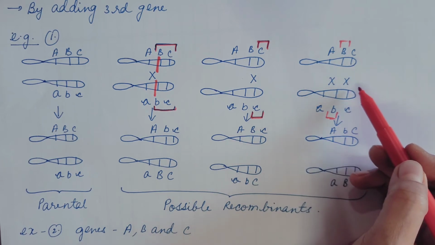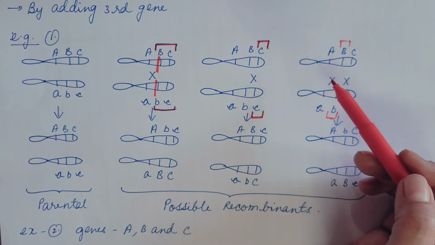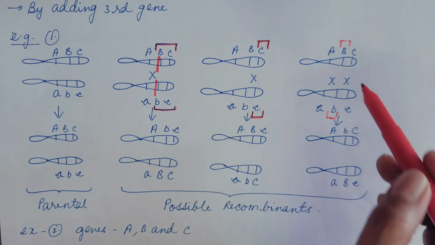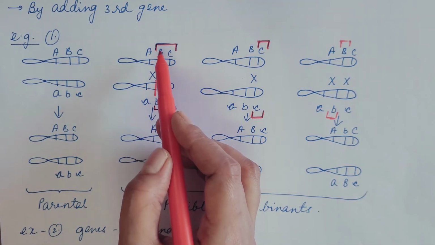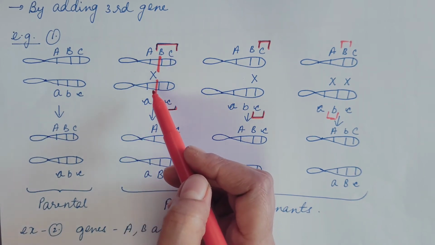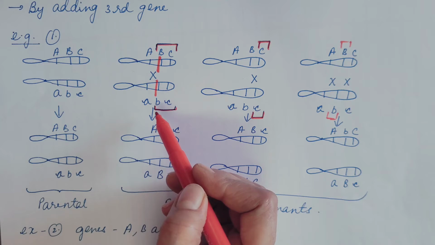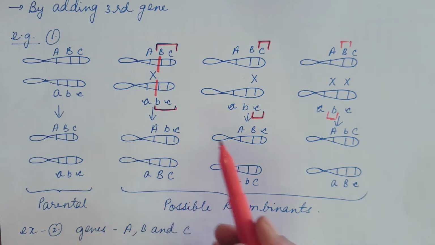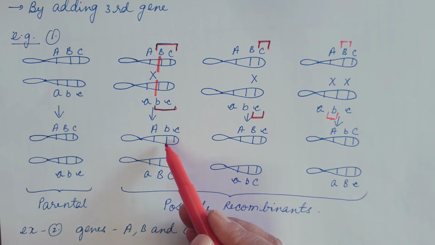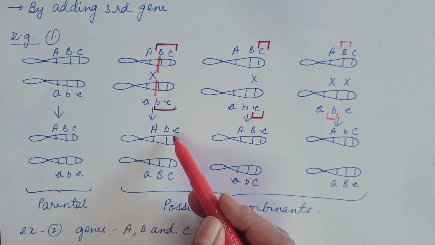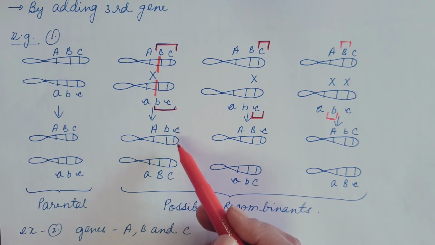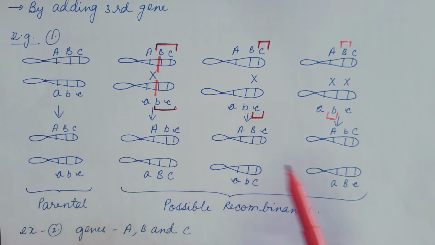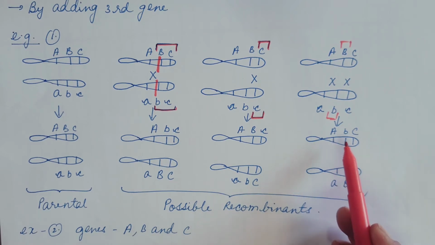Here what happens? There is double crossover. First of all, crossing over takes place between the genes A and B. In that case, same as this situation, capital B capital C is exchanged with small b small c, and we get capital A small b small c, and small a capital B capital C. Then the crossing over takes place between the B and C genes. Now this region is exchanged, small c is exchanged with capital C. So at last what we get? Capital A small b capital C, and small a capital B small c.